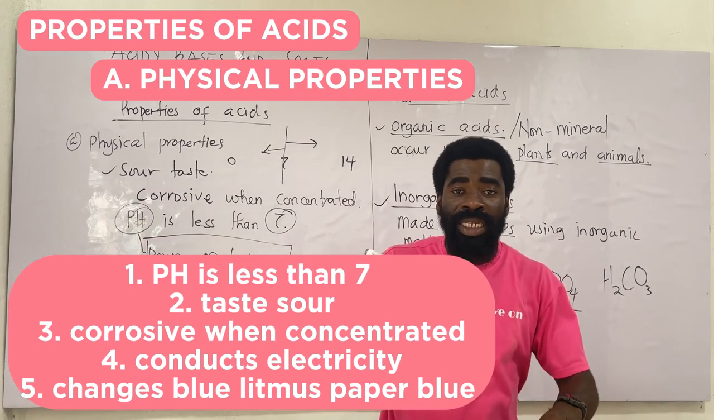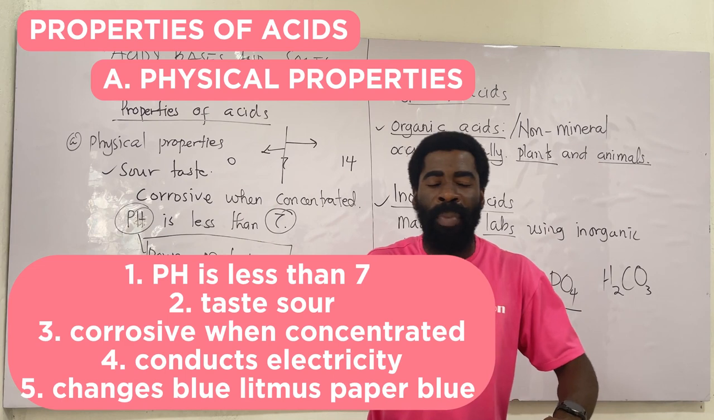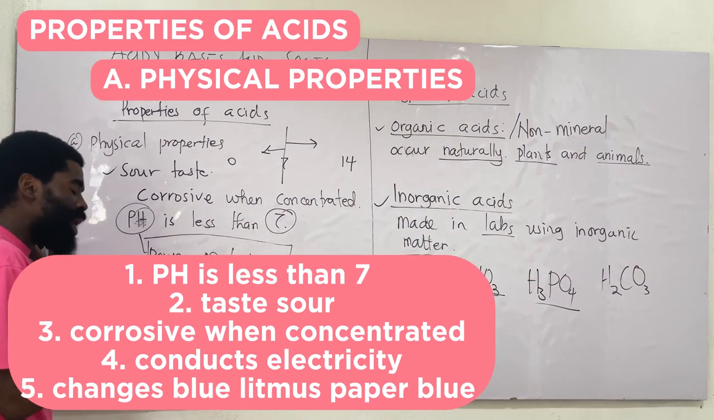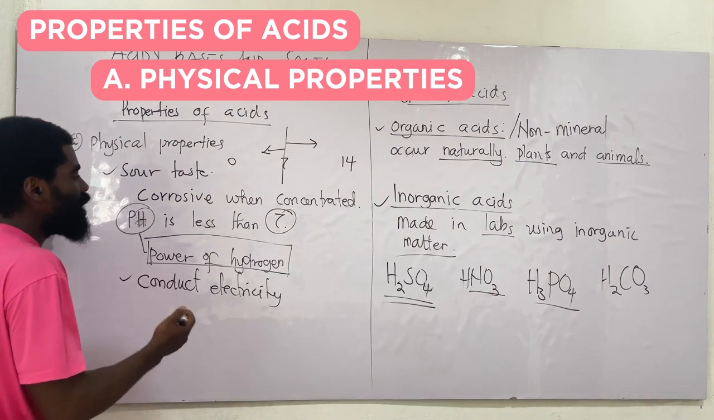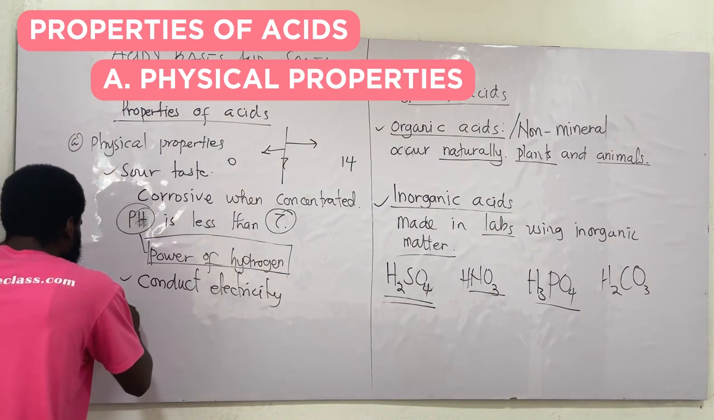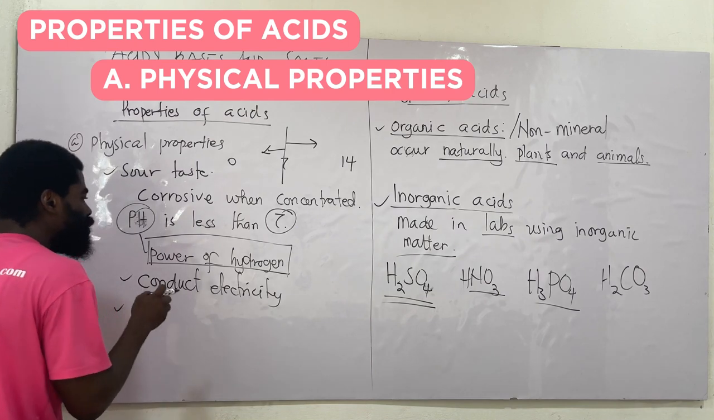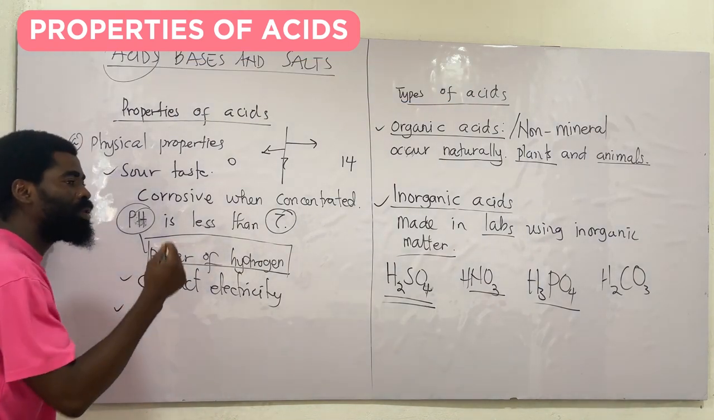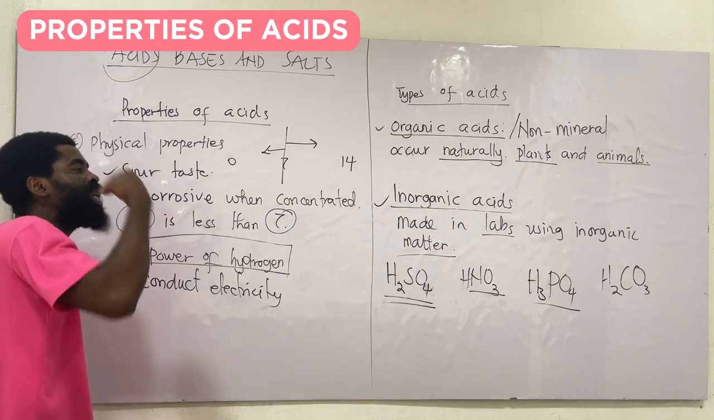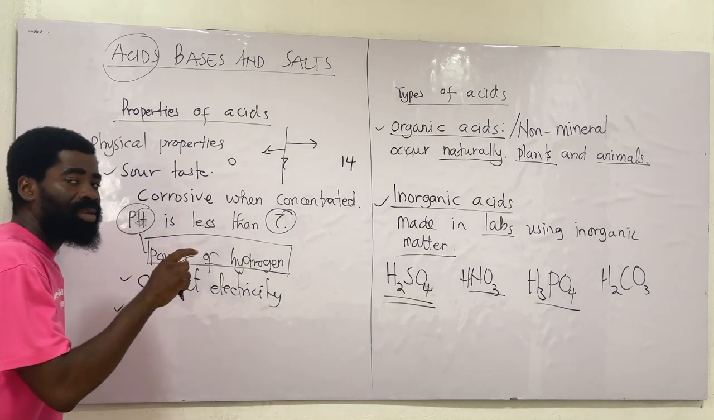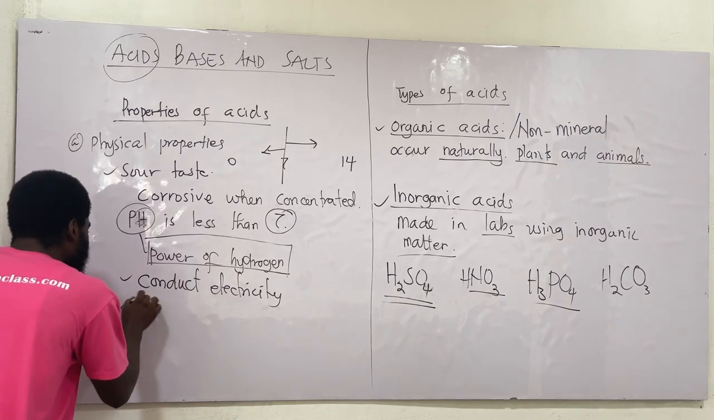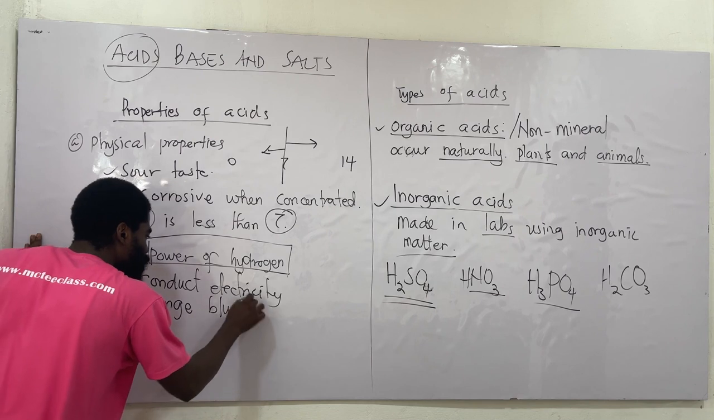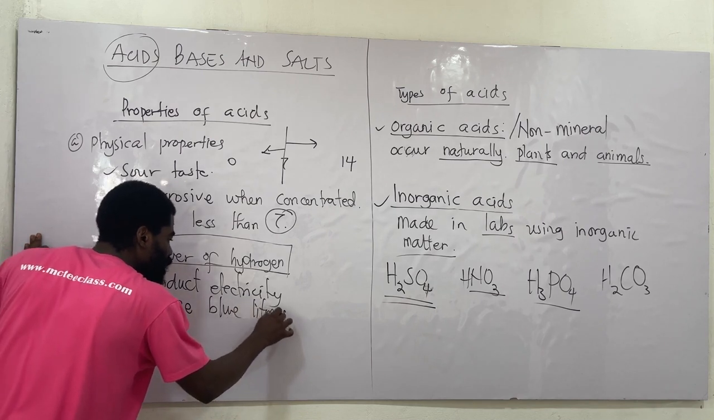Then finally, acids change blue litmus paper red. Red normally means danger. We call those acid-base indicators. When we have a litmus paper and you put it into a substance, and the blue litmus paper changes into red, that means the substance is an acid. So we say acids will change blue litmus paper red.